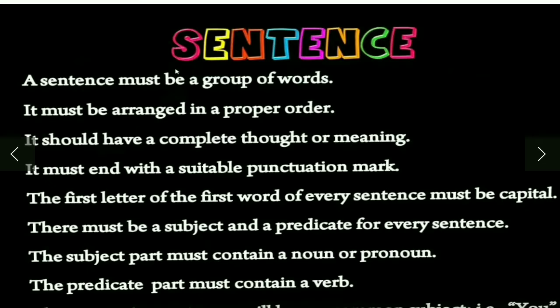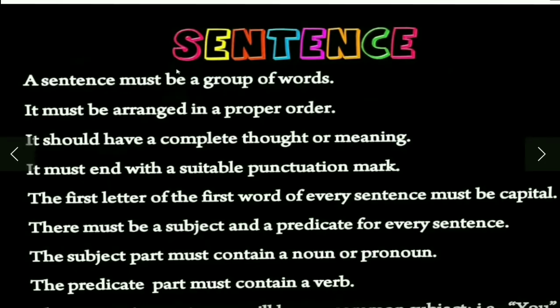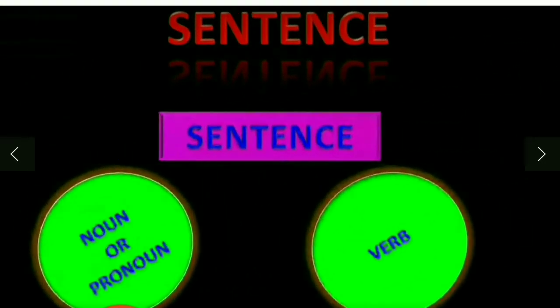There must be a subject and a predicate for every sentence. The subject part must contain a noun or pronoun. The predicate part must contain a verb. Now let's see. A sentence is a mixture of noun or pronoun and verb. It is a mixture of subject and predicate.